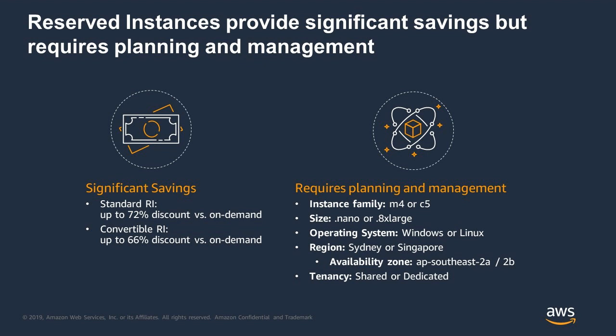Reserved instances are a commitment in exchange for discount, and what you're committing to is an instance family, for example M4 or C5. You're often committing to a size, you're committing to an operating system, a region or availability zone, and also a tenancy as well. And so because of the commitment you're making, you need to plan 1 year in advance or 3 years in advance to be sure that you're likely to use this type of resource going forward.